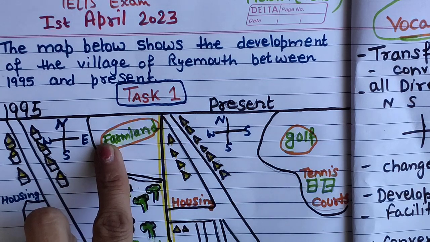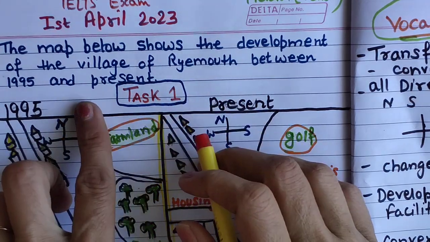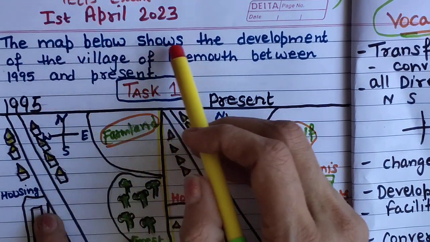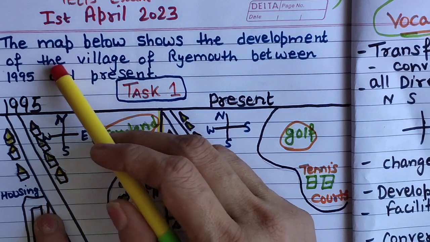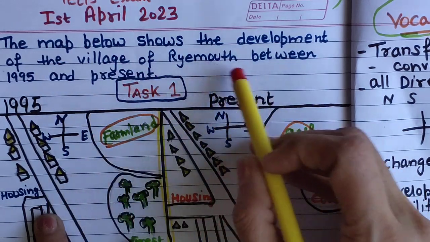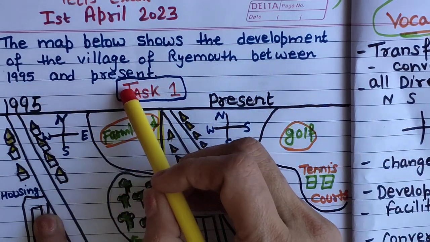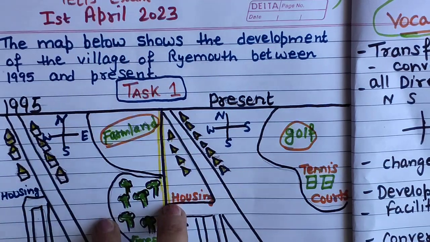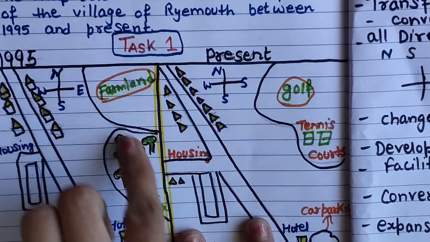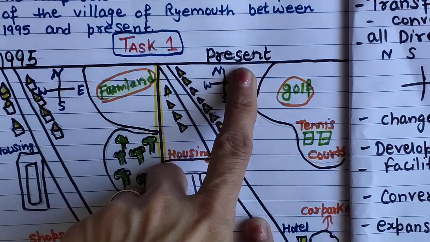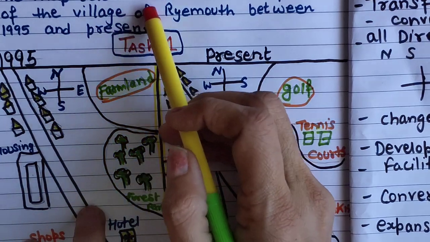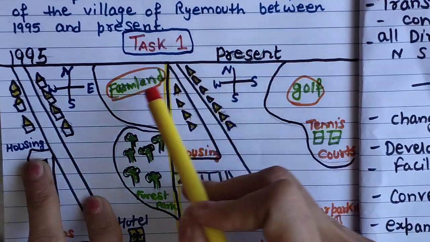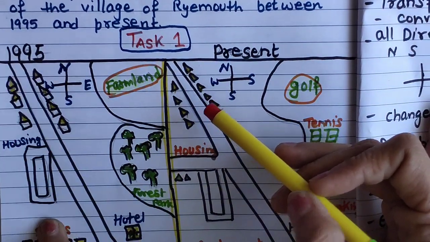Here the question statement says, let's read the question statement first, then we will analyze the map. The map below shows the development of the village of Ryemouth between 1995 and present. According to them, this is one map, but we will go for these two maps, the 1995 map and the present map. There are two maps here, past and present.